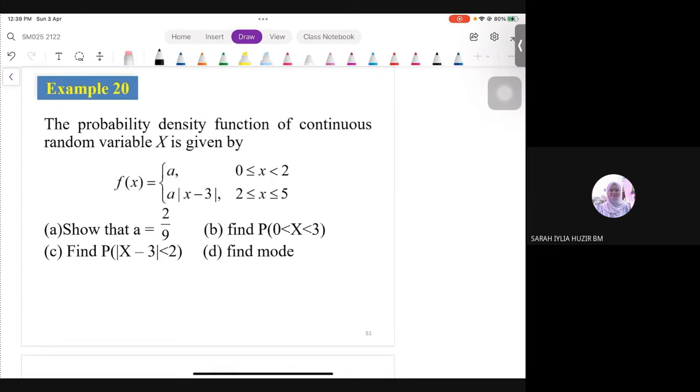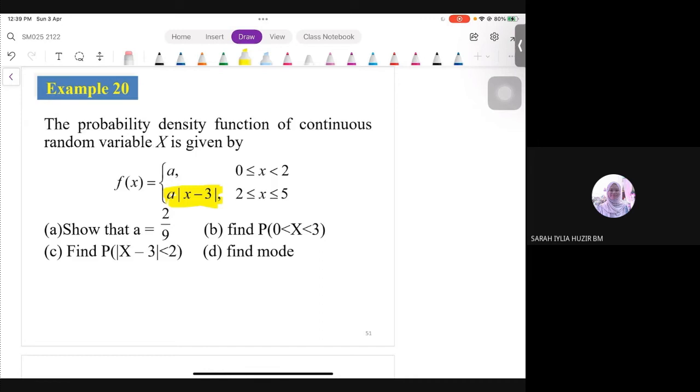Okay, for the first part, we have to show that A is actually 2 over 9. Okay, we have a problem here. Why? If we recap back for first topic, integration, you didn't learn on how to integrate absolute function. Kita ada modulus ni. Itu absolute function. So, kalau awak ingat semula, masa topik 1, kita tak ada belajar pun macam mana nak integrate absolute function. Kan? Tapi kita tak boleh ignore ada absolute sign there.